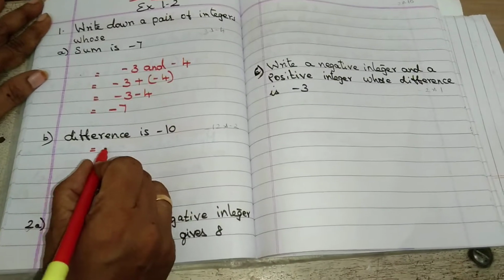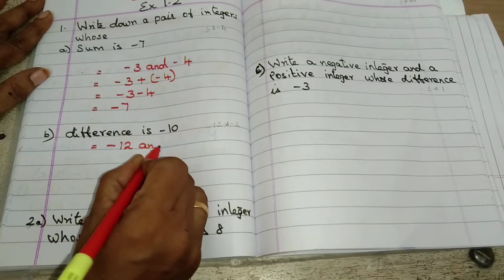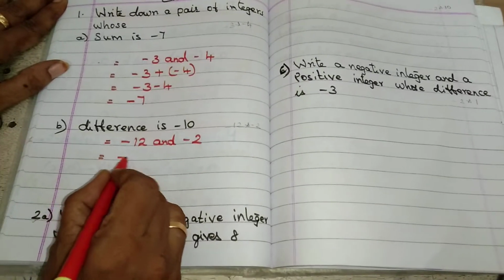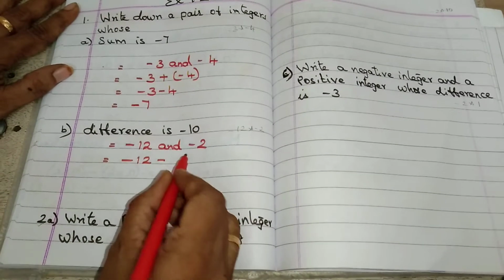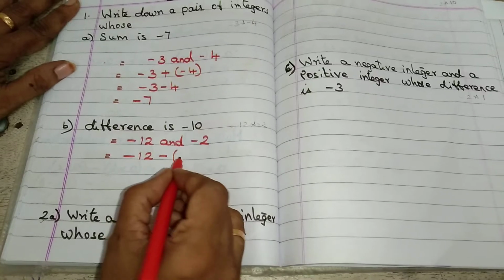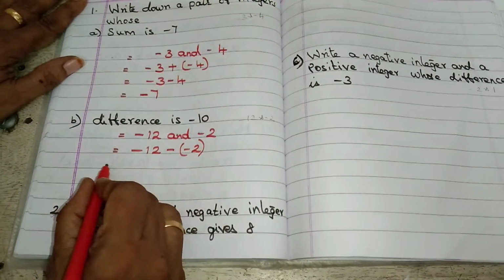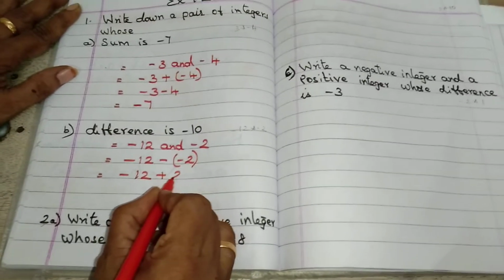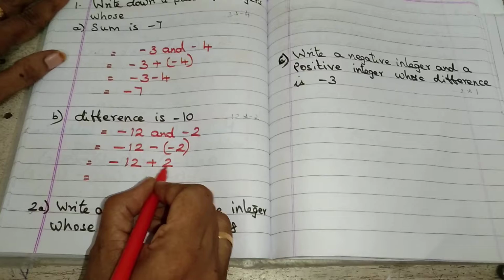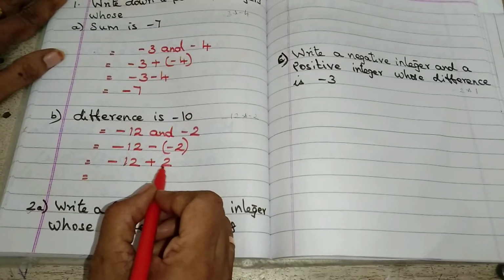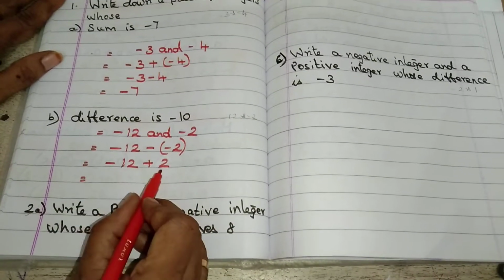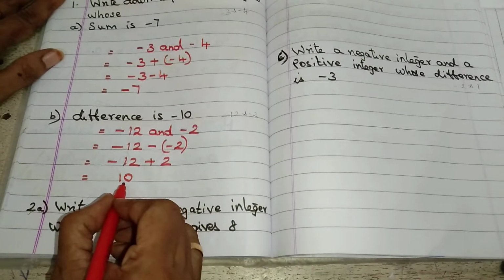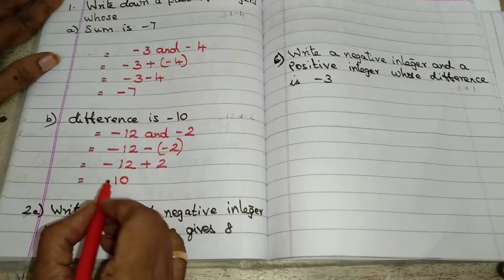Now I am going to take the two numbers to be minus 12 and minus 2. Now they have told difference. So minus 12, difference means minus sign. The second number is also a minus sign, so I am writing it in the bracket. So minus 12, minus into minus, plus 2. Sorry children, it is not 12, it is 2. Now when I have got two numbers with two different signs, I will subtract. 12 minus 2 is 10 and put the greater number's sign, which is minus.